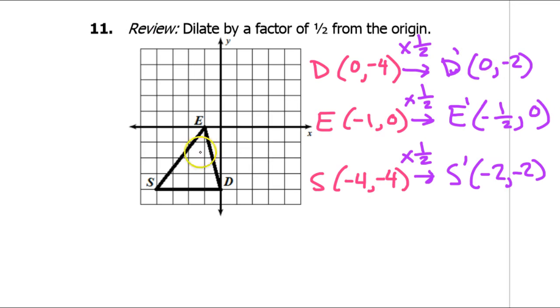0, -2, -1/2, 0, and -2, -2. So that's what the image would look like after this dilation. When the scale factor is less than 1, the shape is shrinking in size, and you would notice that each of the lengths are exactly half as long as they were to begin with.